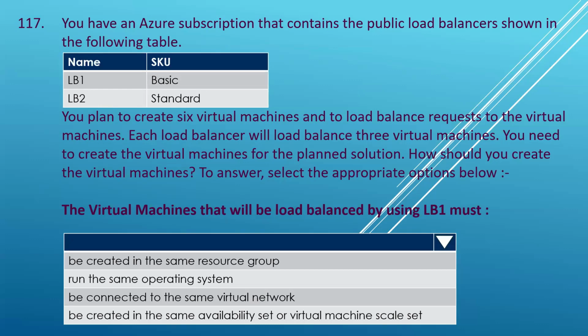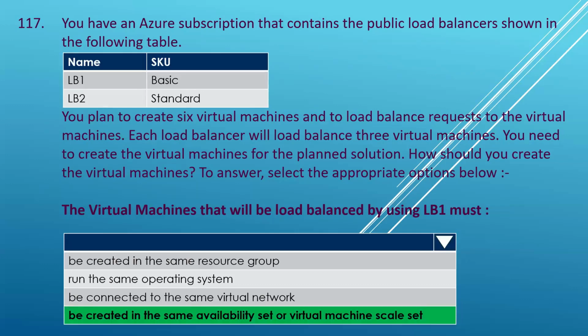You need to focus here on the SKUs of the load balancers, as that's the key to answer this question. All the data apart from that is literally a distractor and doesn't really make any difference to the chosen options. LB1 is a basic load balancer, which is quite restrictive and only supports load balancing of virtual machines in a single availability set or virtual machine scale set. So the correct answer here would be the last option. Be created in the same availability set or virtual machine scale set.